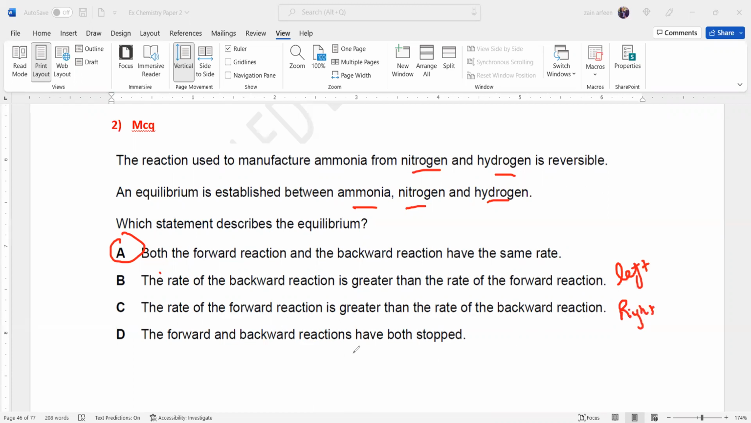Right. The forward and backward reaction have both stopped. That statement is totally wrong, because in a reversible reaction, equilibrium is not defined as the reaction stopping. It means the reactions still occur, but their speeds are the same.